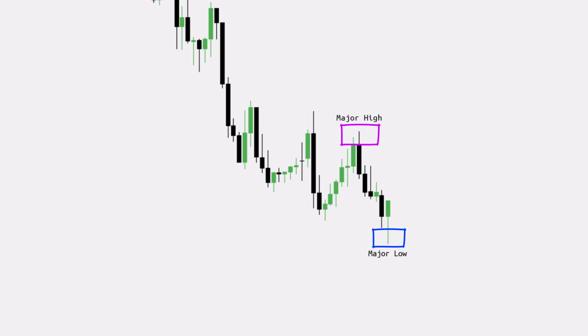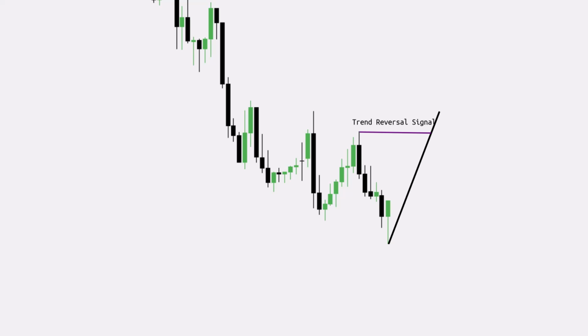It's important to emphasize that only if the price decisively breaks above the newly formed high to the upside can we consider this a valid trend reversal signal or a major change of character. This break would indicate that sellers have lost control and buyers have taken over, potentially shifting the market from bearish to bullish.